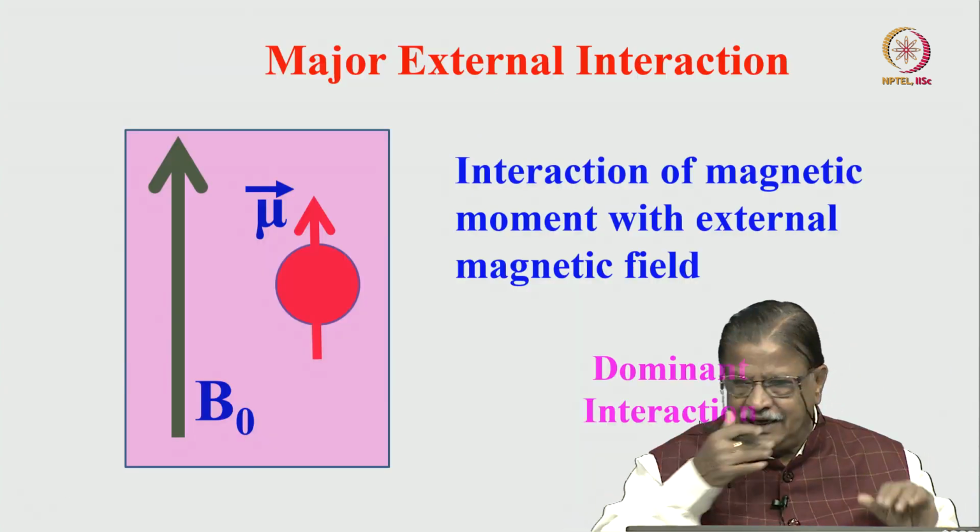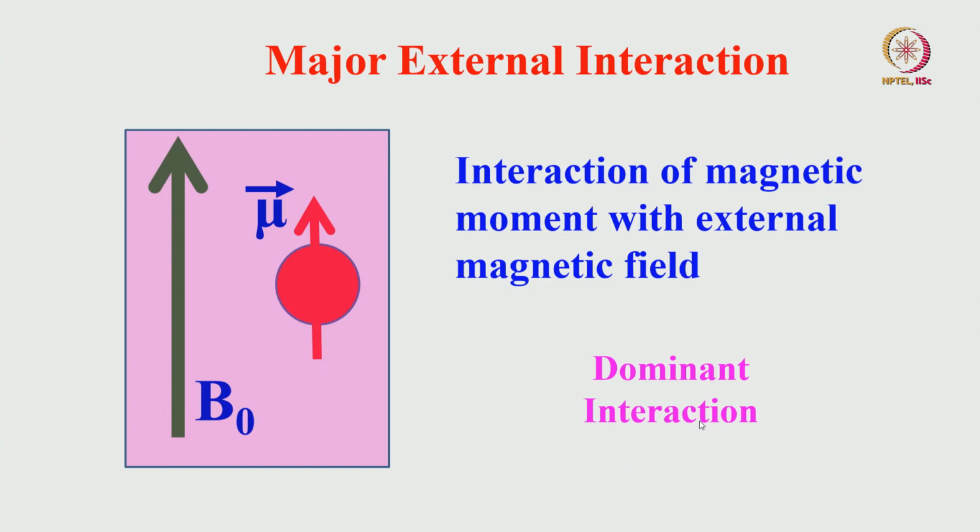Okay. Now, all these internal interaction parameters we will start discussing. Of course, this we already discussed. One of the major external interactions, the larger interaction, is the Zeeman interaction, because the interaction of the magnetic moment with the external magnetic field B naught is the dominant interaction in NMR. For spin half nuclei, the dominant interaction is the Zeeman interaction, where the magnetic moment of the nucleus interacts with the external magnetic field B naught.